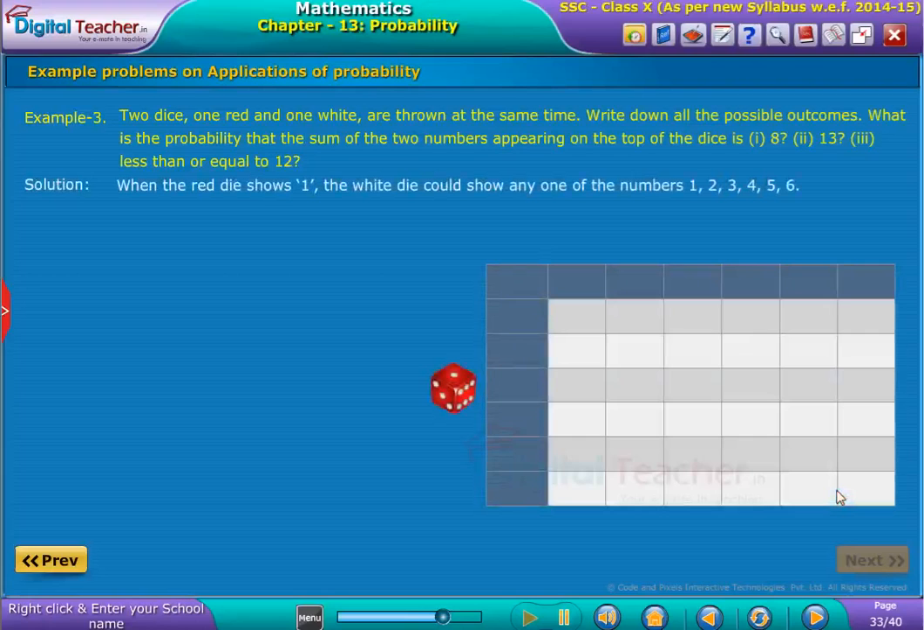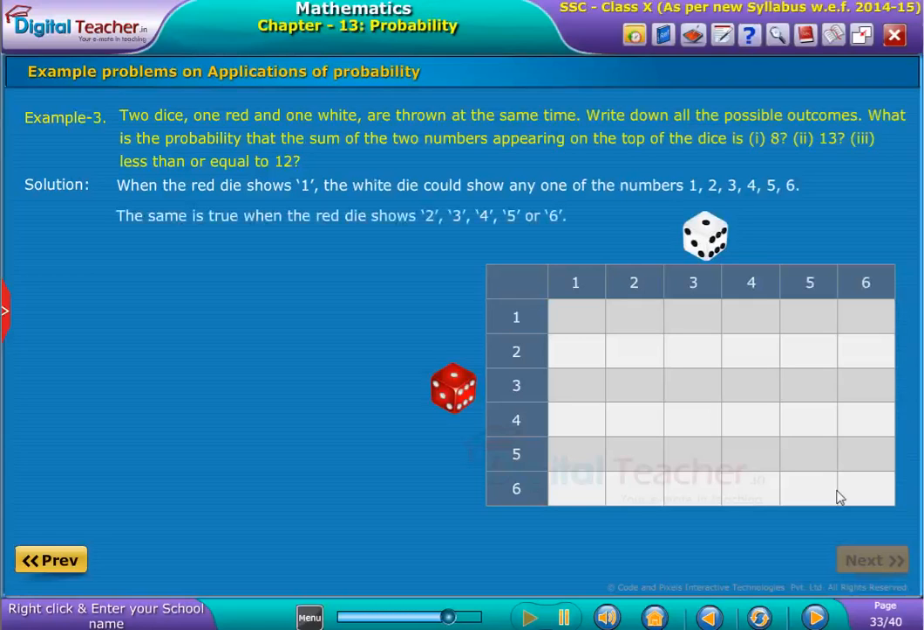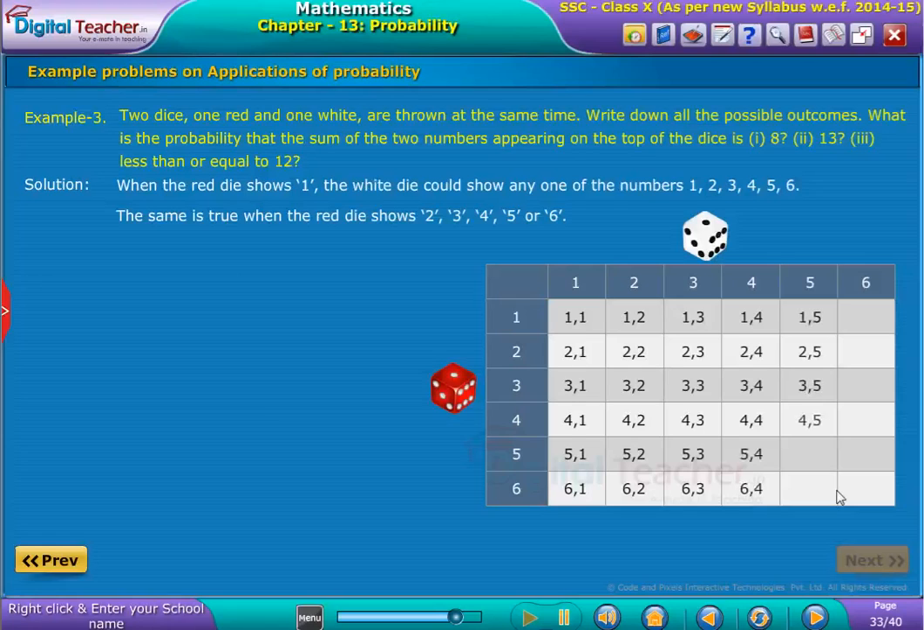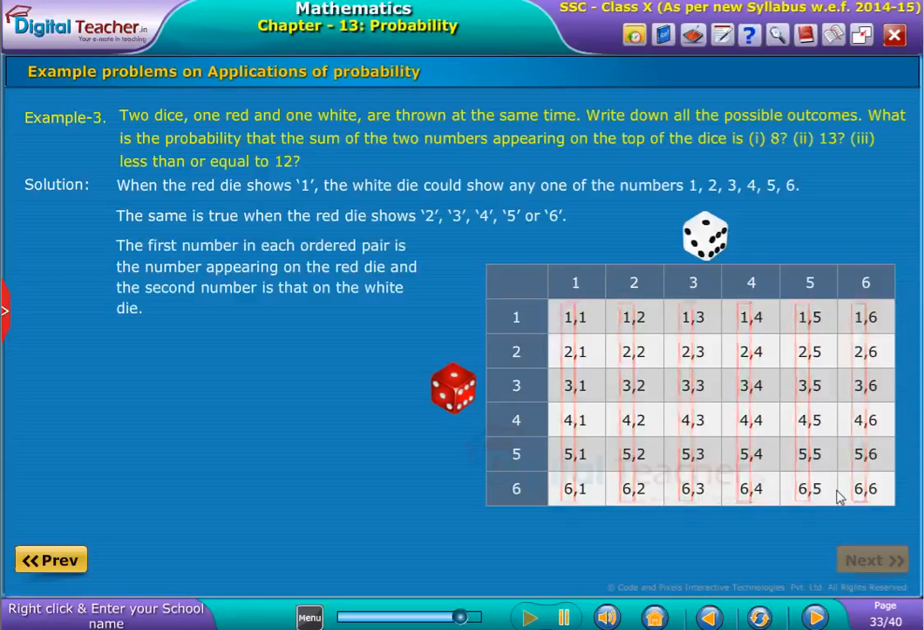Solution: when the red die shows 1, the white die could show any one of the numbers 1, 2, 3, 4, 5, 6. The same is true when the red die shows 2, 3, 4, 5 or 6. The possible outcomes of the experiment are listed in the table below. The first number in each ordered pair is the number appearing on the red die, and the second number is that on the white die.